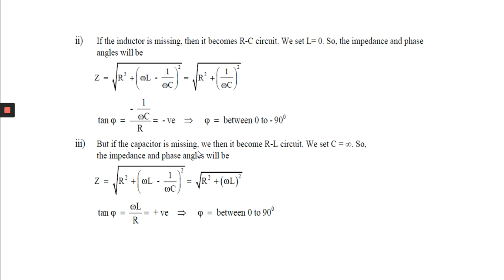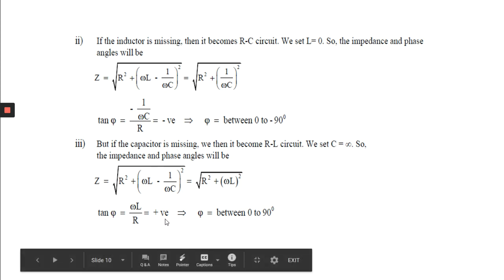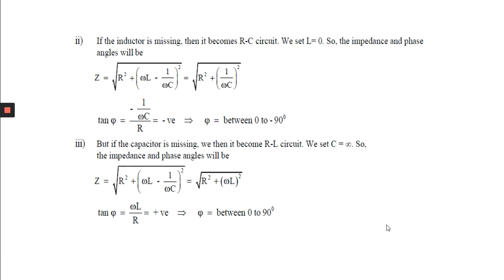Similarly, if the capacitor is missing, then it is an RL circuit. So you can write C equal to infinity. So what is tan phi? Tan phi is omega L by R, which is positive. So it is in between 0 to 90 degrees. That means you can use this expression in general. It may be an RL, RC, or LC circuit.